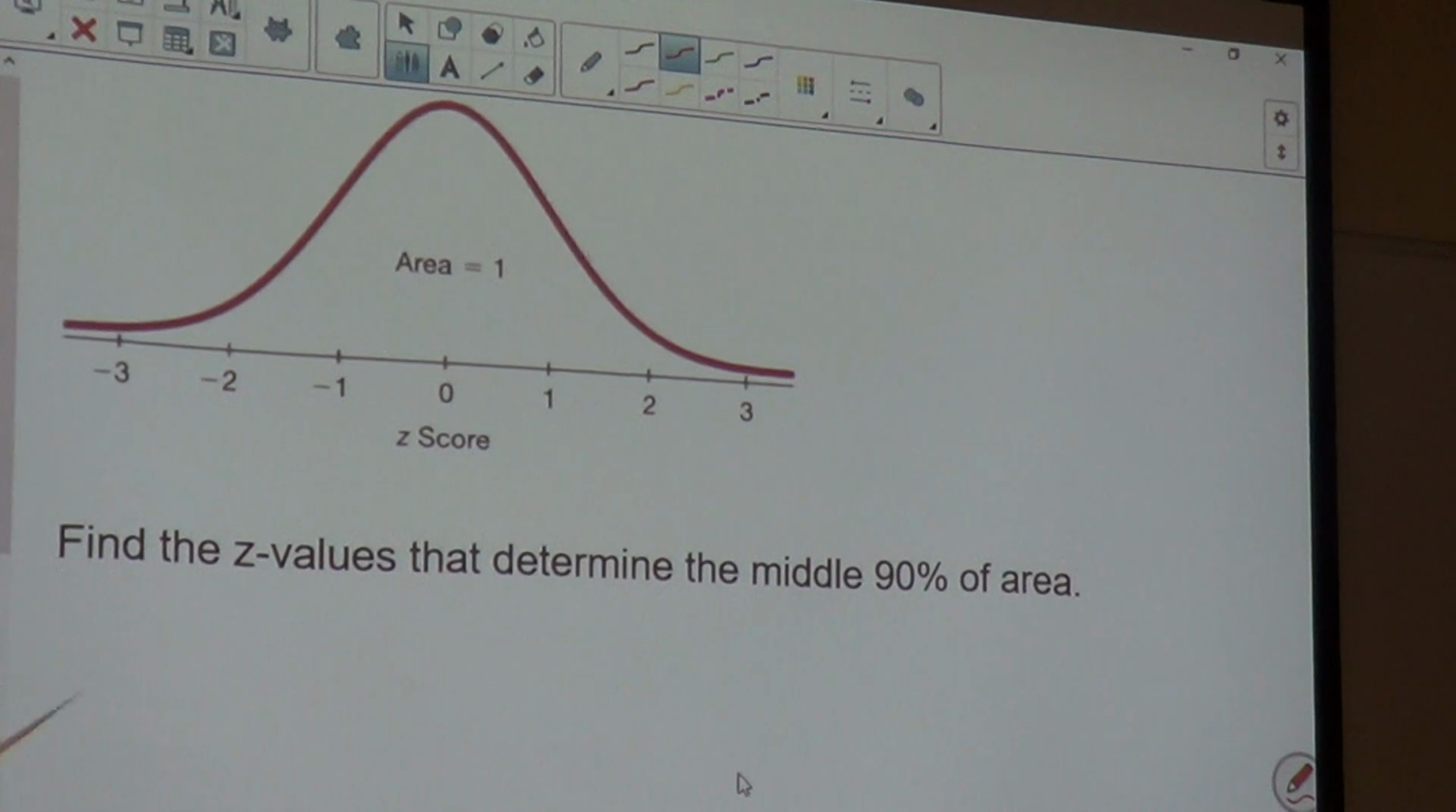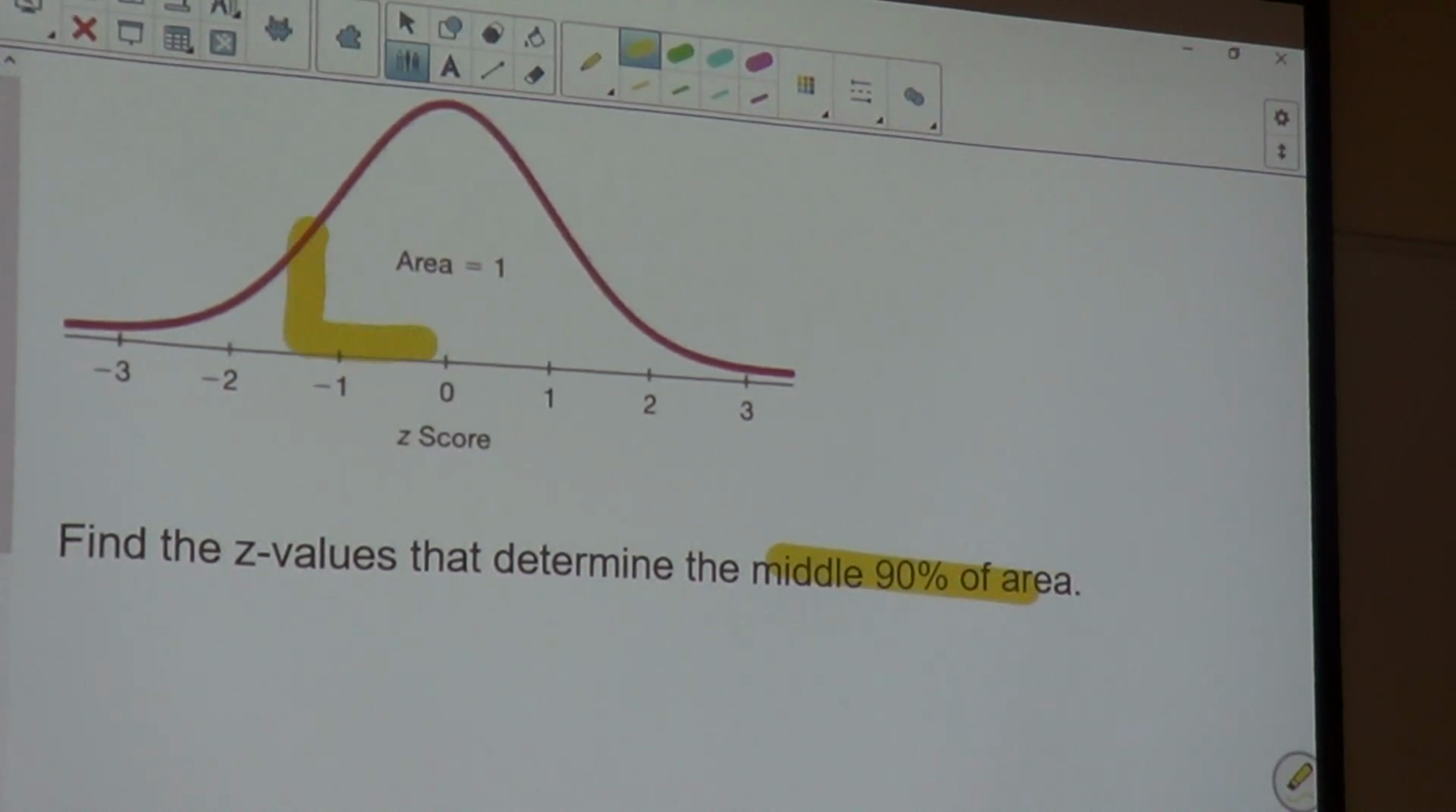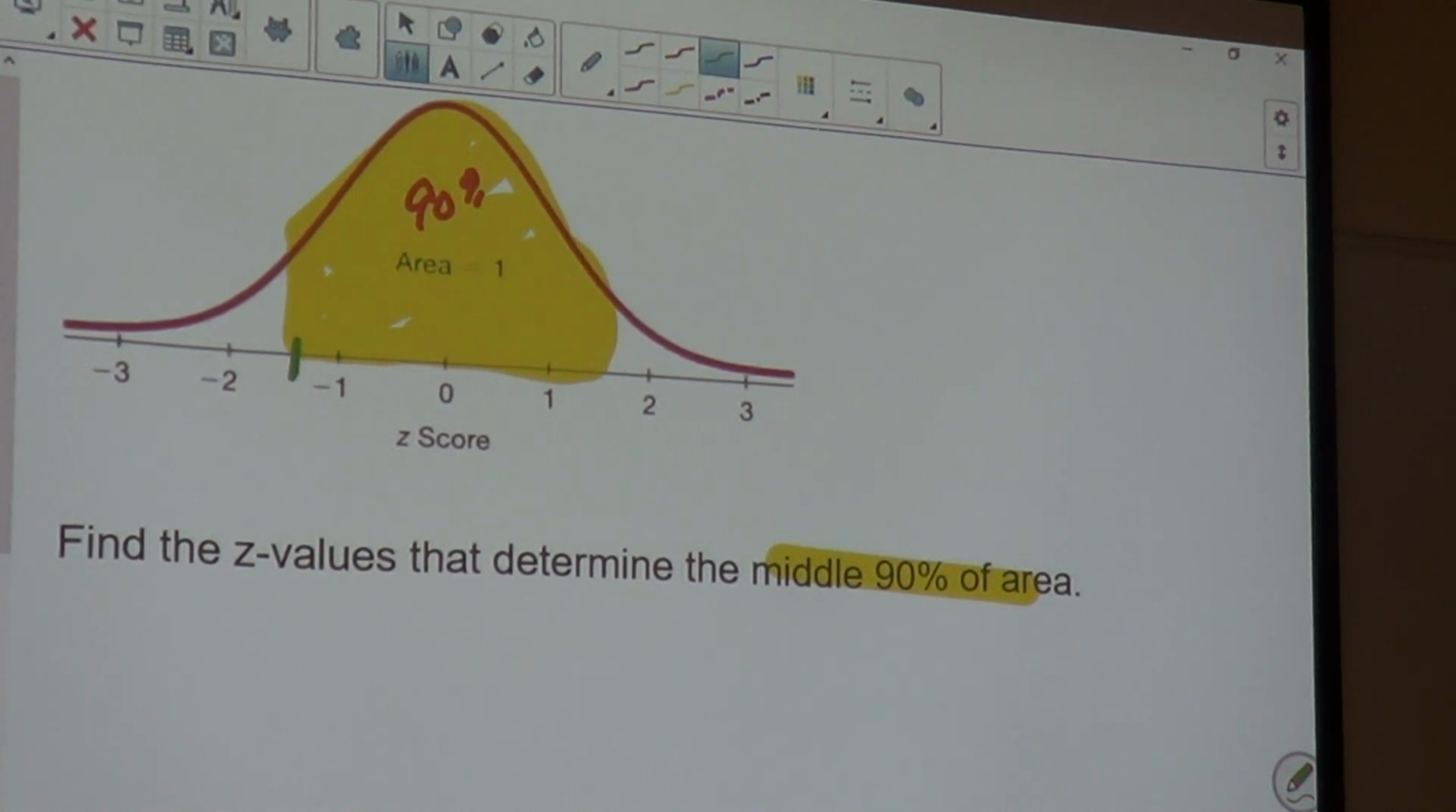What Z values determine the middle 90%? Okay? So the middle 90% is going to be somewhere in here, correct? So that would be 90%. So I'm trying to find this Z value and this Z value. Now tell me about the Z value on the left. This Z value is going to be a negative, and this Z value is going to be a positive.